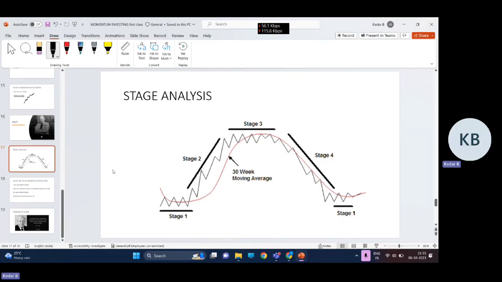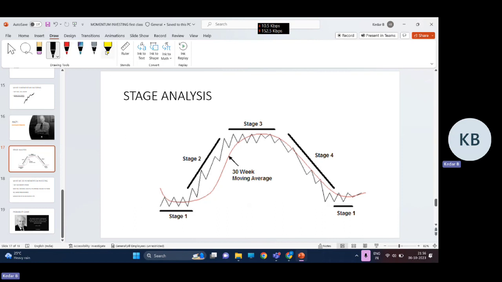Let me explain what stage analysis is. It was first popularized by Stan Weinstein, and it has even been included by Mark Minervini, so even he follows the stage analysis concept. What this means is that the majority of stocks, except for some blue chip stocks like HUL, Asian Paints, etc., follow this stage analysis. They move in stages.